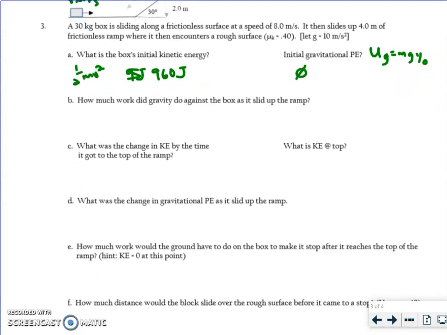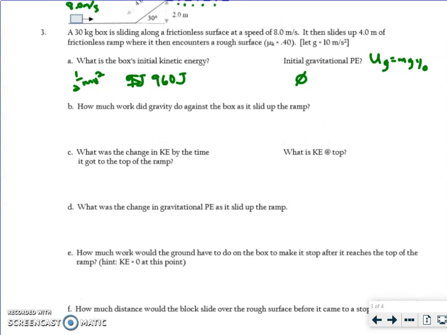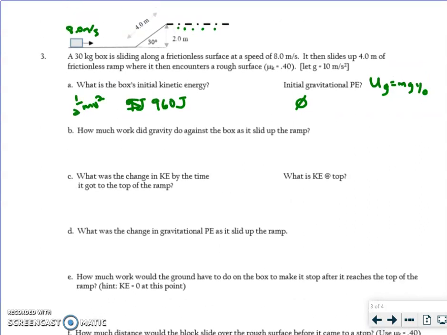Okay, so how much work did gravity do against the block as it slid up the ramp? Well, there's two ways you could figure that. You could use the 4 meters and use the parallel component of gravity. Well, that's a pain. It's a lot easier. It's got to be the same as the full weight and the 2 meters. So I'm just going to say the work done by gravity is just mg, the new height. That's 30 kilograms, and I'm going to just use 10 for g, 10 newtons per kilogram times a height of 2. So that's 600 joules.